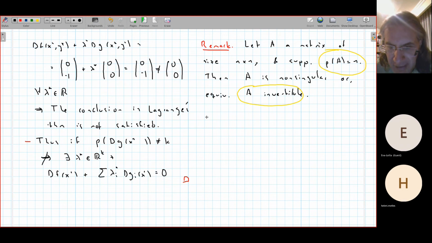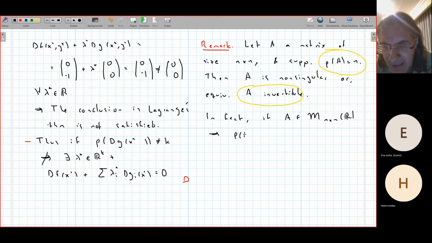So let me write it down. In fact, if A is an n by n matrix over the real numbers, then the rank of A is equal to n if and only if the inverse exists.